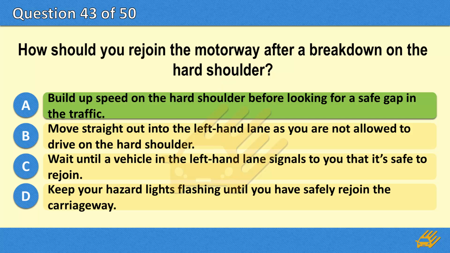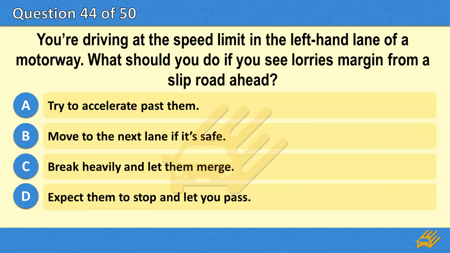The correct answer is A. Build up speed on the hard shoulder before looking for a safe gap in the traffic. You're driving at the speed limit in the left-hand lane of a motorway. What should you do if you see lorries merging from a slip road ahead? A. Try to accelerate past them. B. Move to the next lane if it's safe. C. Brake heavily and let them merge. D. Expect them to stop and let you pass.